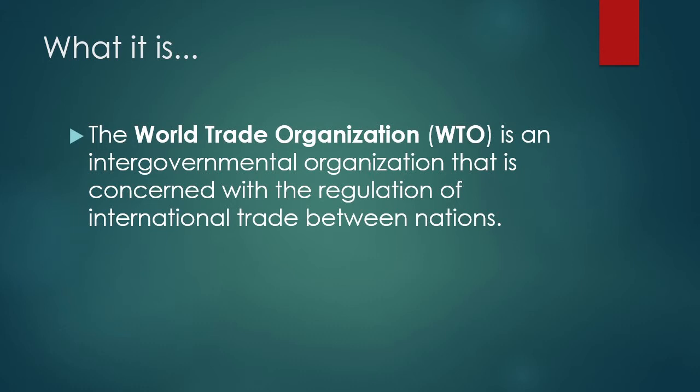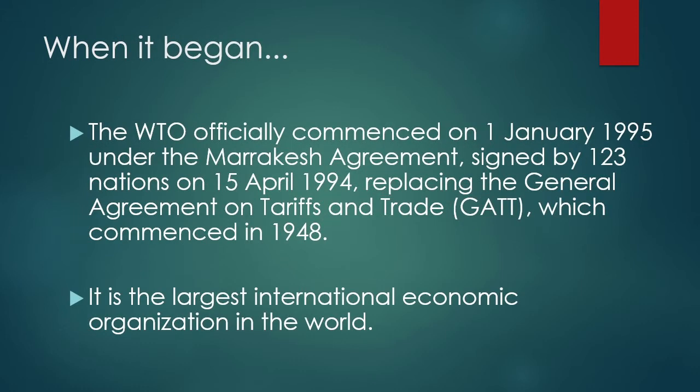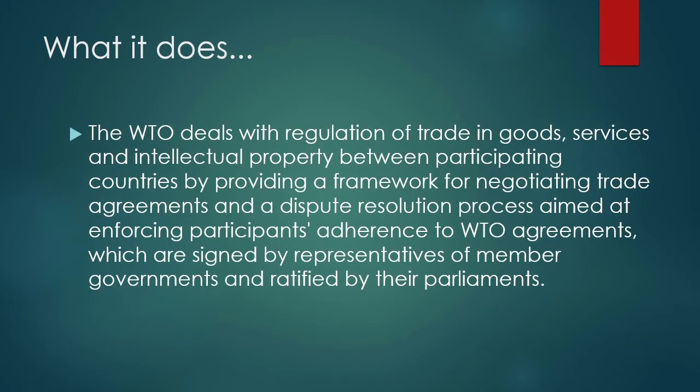What it is. The World Trade Organization is an intergovernmental organization, IGO, that is concerned with the regulation of international trade between nations. When it began: the WTO officially commenced on January 1st, 1995, under the Marrakesh Agreement, signed by 123 nations on April 15th, 1994, replacing the General Agreement on Tariffs and Trade, which had commenced in 1948. The WTO is the largest international economic organization in the world.